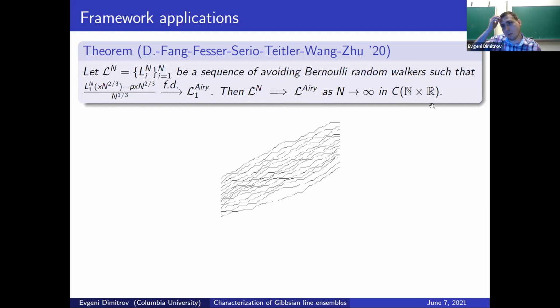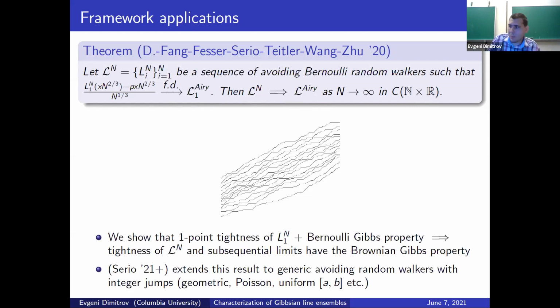So what the theorem is essentially saying is that the Gibbs property that avoiding Bernoulli random walkers enjoy improves the finite dimensional convergence of the top curve in two ways. First of all, it improves it from finite dimensional to uniform. And secondly, it improves it from the top curve to the full ensemble. So there's a two-level improvement going on here.